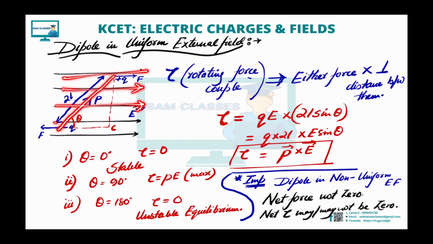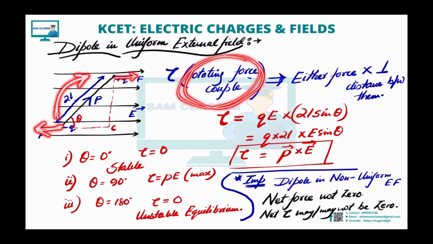Now, dipole in a uniform external field. What we had is a dipole and we kept it in an external field. So what will happen? Due to this field, force will act on this plus q charge towards the right, and on this minus q charge it will be towards the left. So it won't move it, but it will try to rotate it.